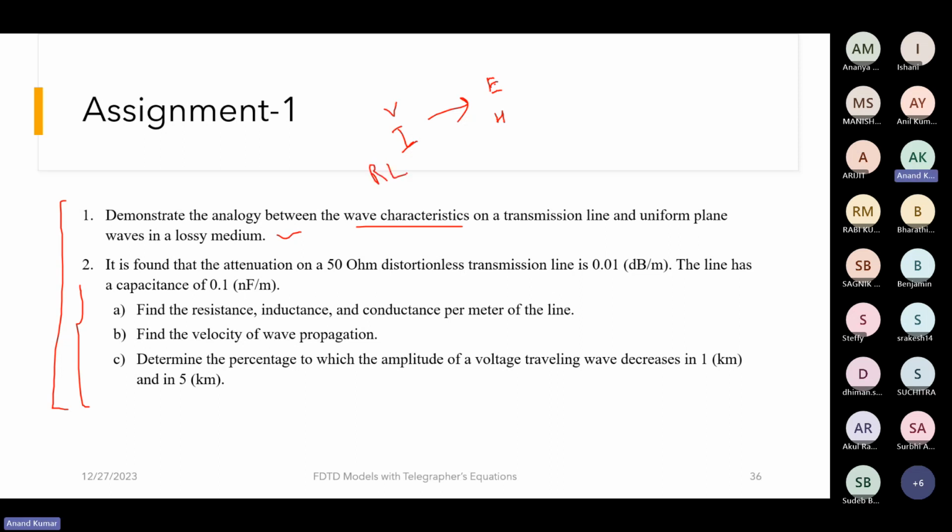This will have R, L, G, C components, and this will have mu and epsilon values. So try to write this down. I think solutions might be available in Cheng, D.K. Cheng. I'm not sure where I got this question from, but it could be from either Cheng or Pozar. I'll share the solution as well, but I'd recommend trying this out.